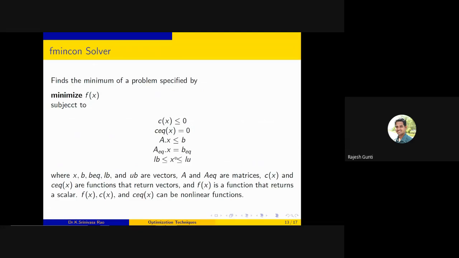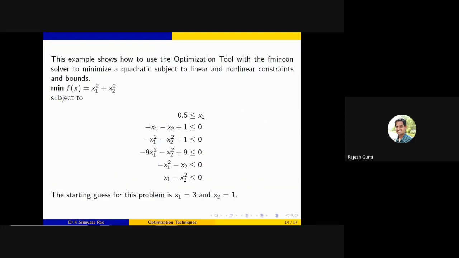For example, suppose you take a problem: minimize f of x equal to x1 square plus x2 square, subject to these constraints. This is the lower bound on x1. This is a linear inequality. This is a non-linear inequality.